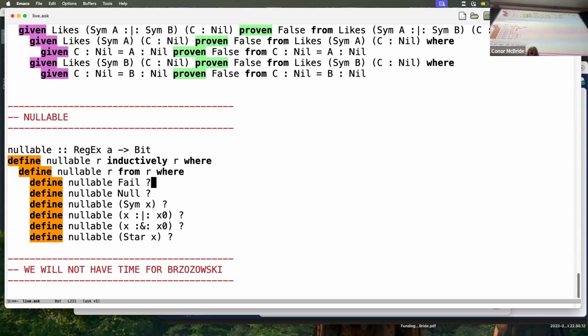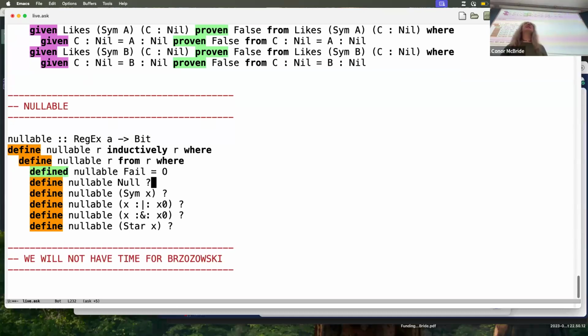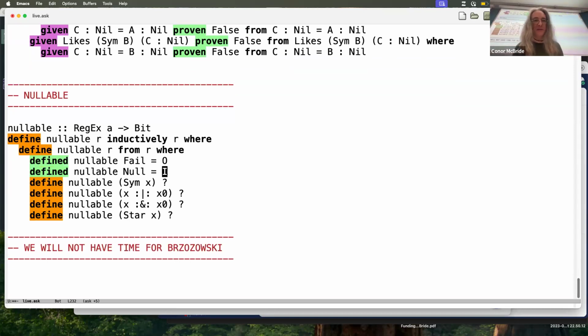So, does fail like the empty input? No, fail doesn't like anything. So that's false. Does null like nil? Yeah, that's the thing that null likes. Do you want to pick one? Yeah, okay.